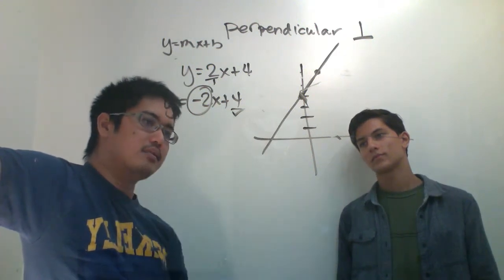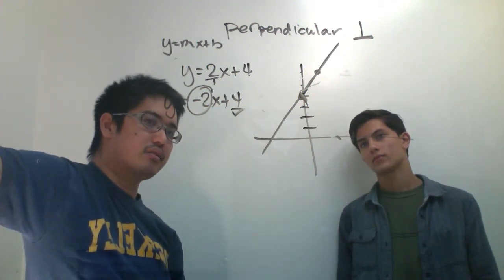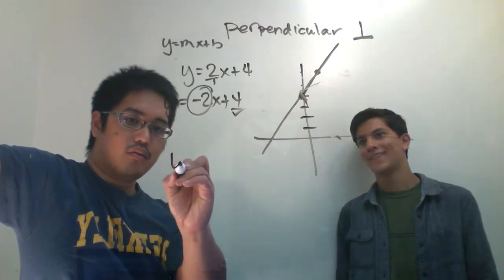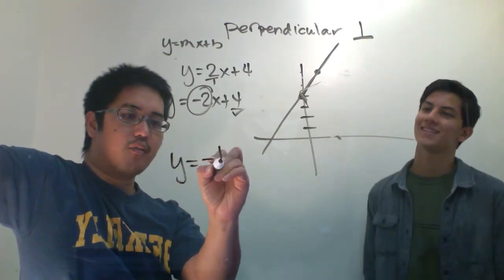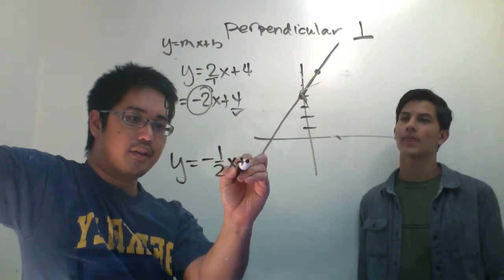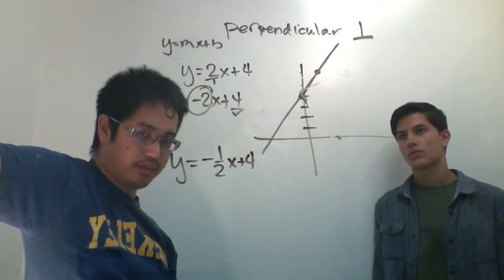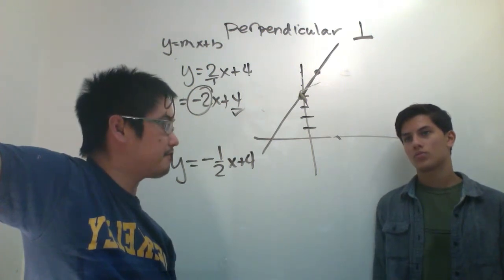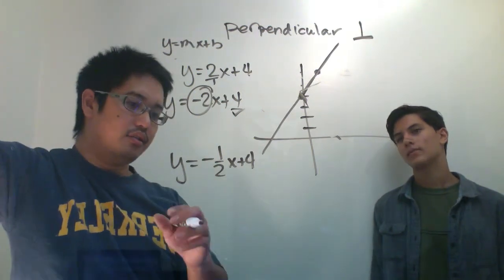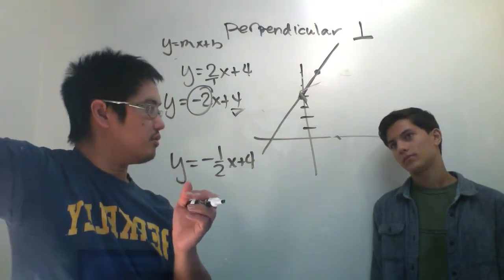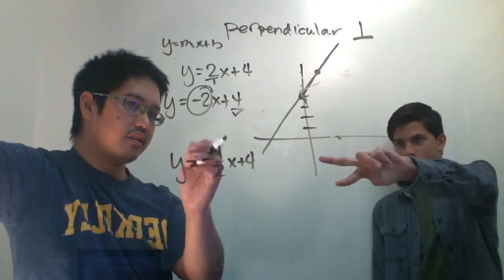I hate to do this, but I might just give you the answer and then kind of verify it for you. I think that would be better. y equals negative 1/2 x plus 4. That's my perpendicular line. Oh, okay. You see the negative, right? Yeah. And you do still see the 2. It's just reversed.